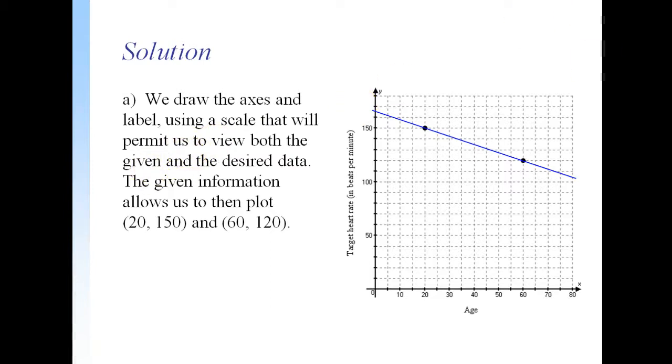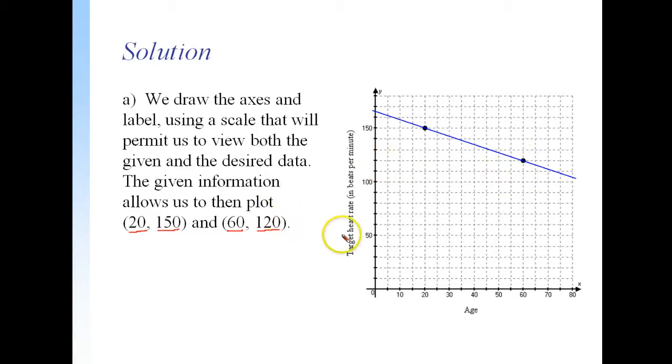Now, notice you had two items of data initially. You had a 20-year-old having 150 beats per minute. So there's the age 20, and there's that ordered pair. Then later you have a 60-year-old, 120. So there's the 60-year-old, and there's 120.